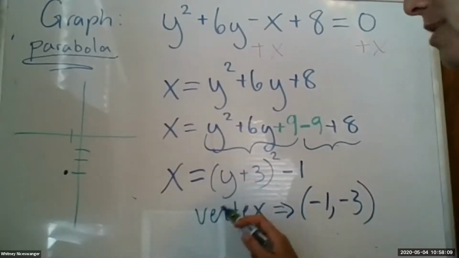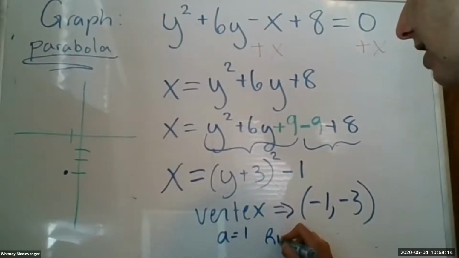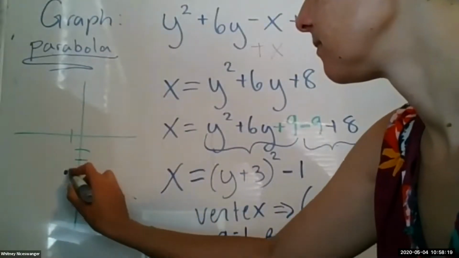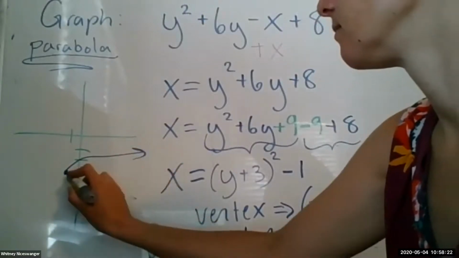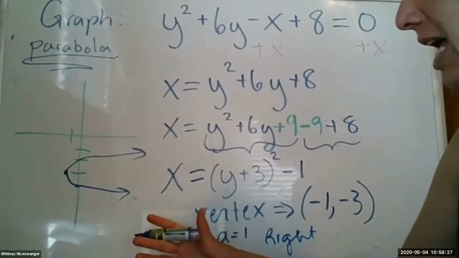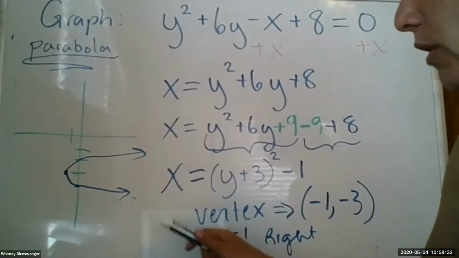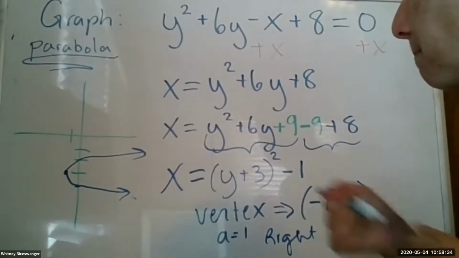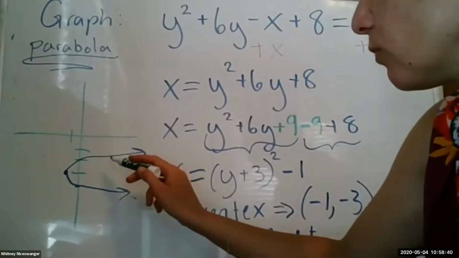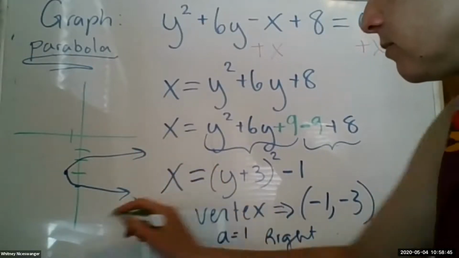And we are going to open sideways, but the A is a +1 again. So we're going to open to the right. All right. And if I want to figure out how fast or how slow this is going to open, I can plug in some points. So I could plug in y equals 0.